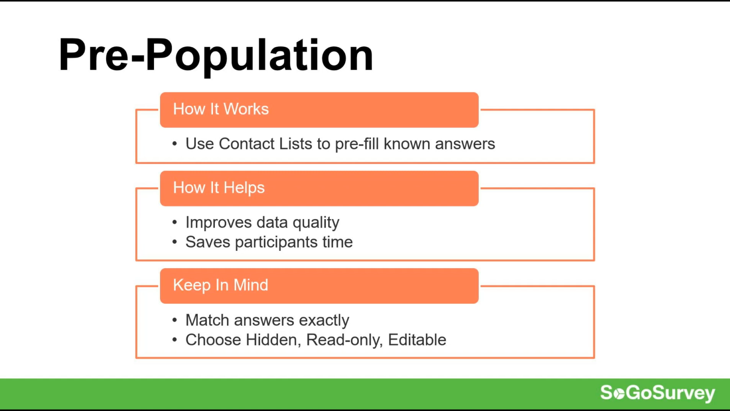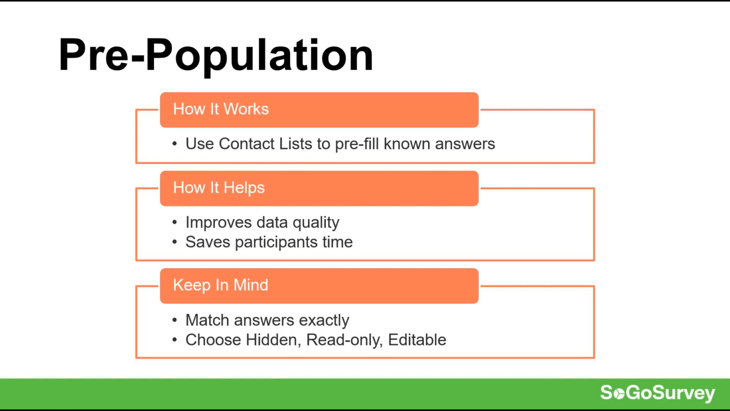So a couple things to keep in mind is that you want to go ahead and make sure that your answers actually match exactly what is in your contact list, because if there's any kind of mismatches there, so if you have a radio button where a single select, it doesn't find that exact match, then it's not going to be able to pre-fill that information because there's going to be basically mismatches in the data.